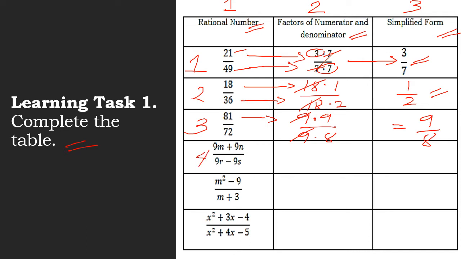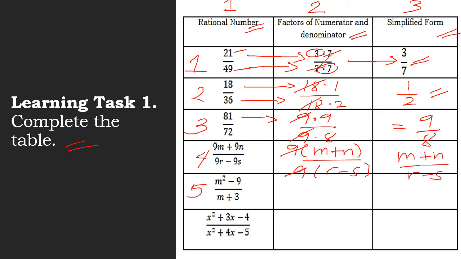Number 4, 9m plus 9n over 9r minus 9s. So, last week, nag-discuss tayo regarding factoring ng polynomials. So, pag finactor natin yan, yung numerator, 9 times m plus n. Yung denominator naman, 9 times r minus s. Anong parehas sa numerator at denominator? Parehas yung 9. So, cancelled na yan. Ang final answer is m plus n over r minus s.